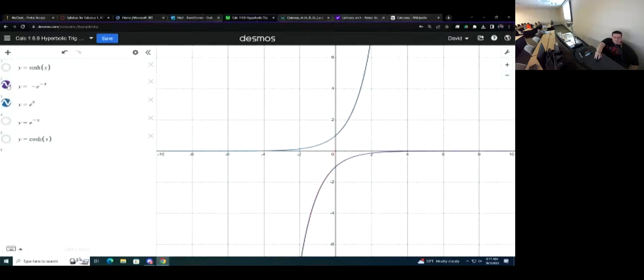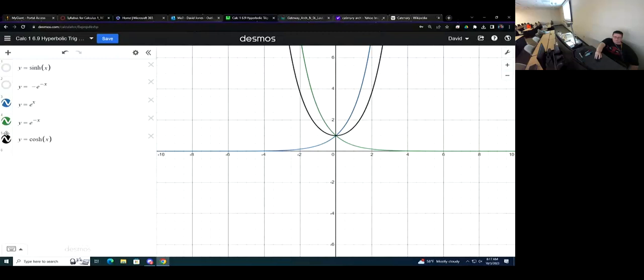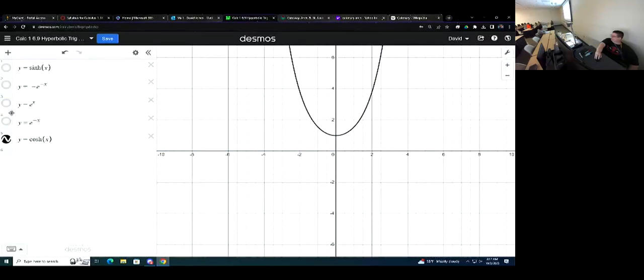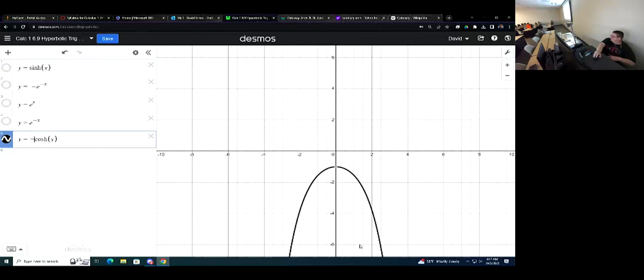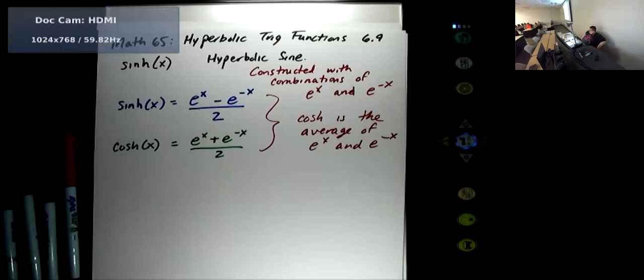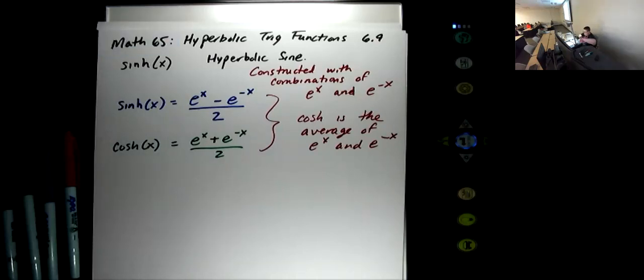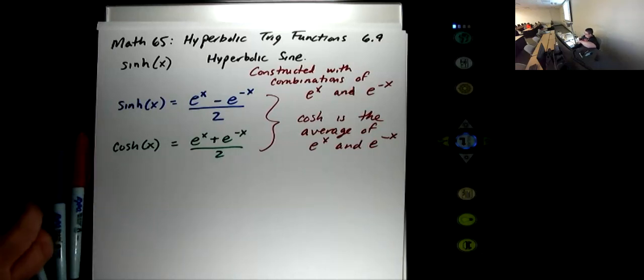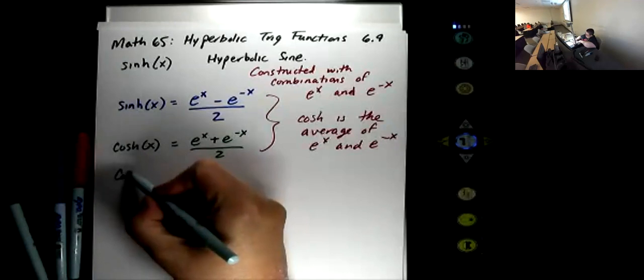And then if we look at e to the x and e to the negative x, those are like that. When we average those two, we get hyperbolic cosine. Hyperbolic cosine looks a lot like a parabola, like x squared plus 1. It looks a lot like it. So if we did this negative, now all of a sudden we have the Gateway Arch. So those are some examples. Catenary arcs and bridges.